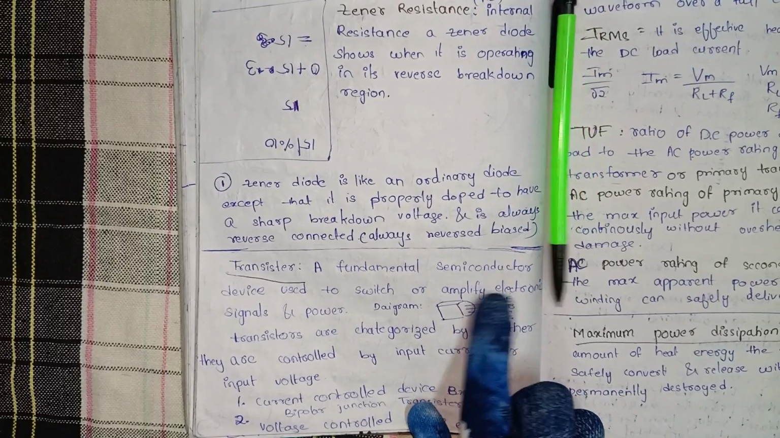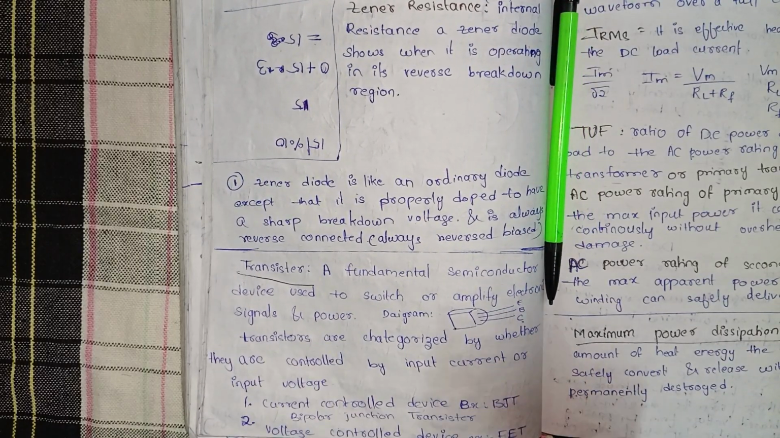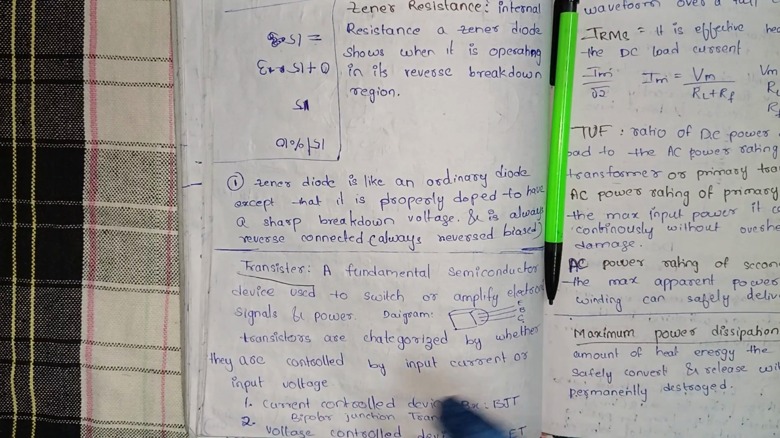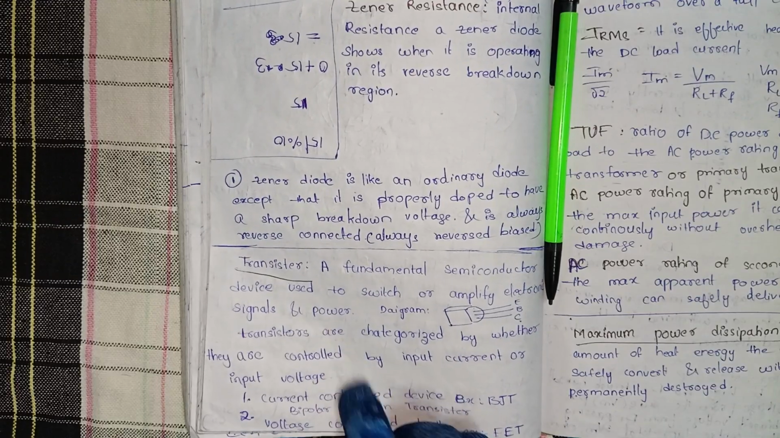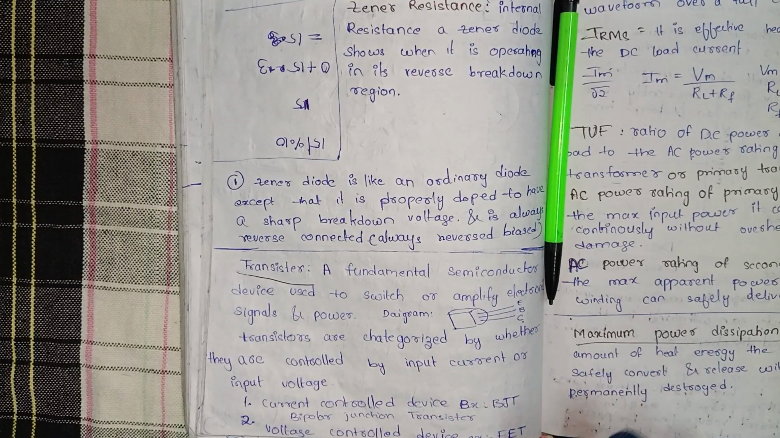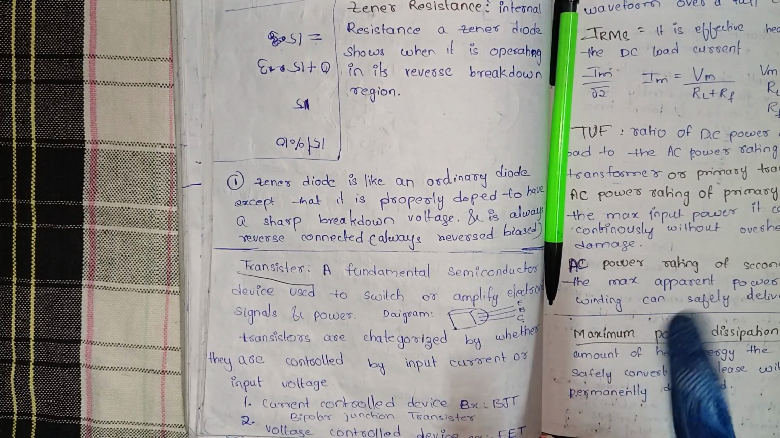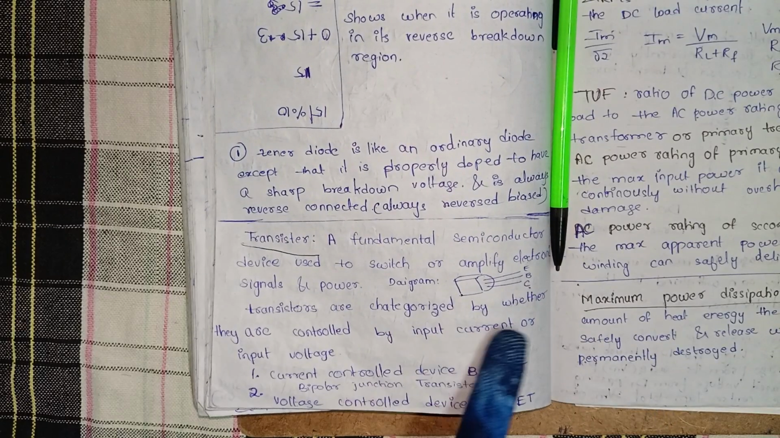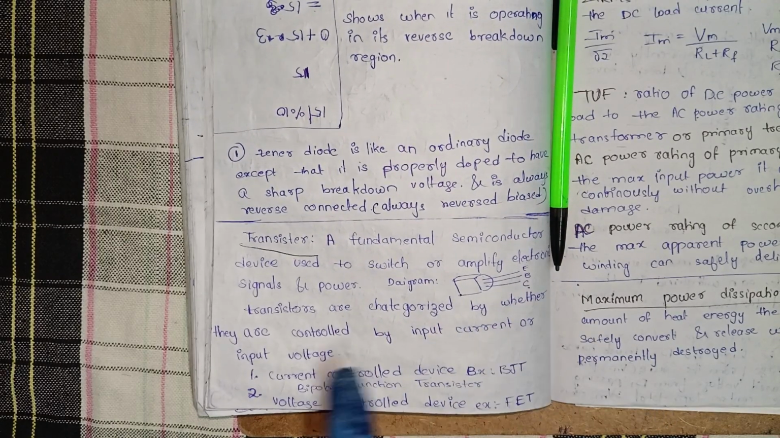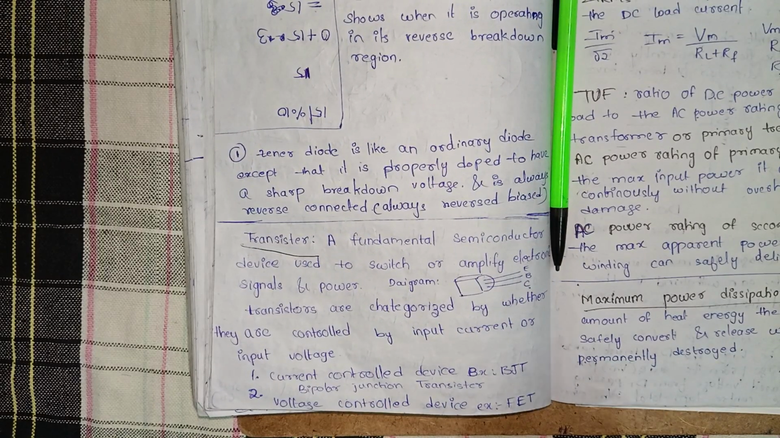A transistor is a fundamental semiconductor device used to switch or amplify electronic signals and power. Switching means switching on or off, and amplifying means increasing the strength of the signal. Transistors are categorized by whether they are controlled by input current or input voltage. If they are controlled by input current, they are called current control devices, for example BJT, the bipolar junction transistor. If they are controlled by input voltage, they are called voltage control devices, for example FET, the field effect transistor.